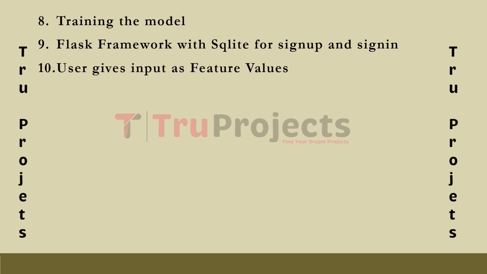Coming to user gives input as feature values. Users provide input data representing features relevant to cybersecurity. These inputs are used for making predictions. Trained models are used for prediction. In this step, the trained machine learning and deep learning models are utilized to make predictions based on users' input. The models are used to detect anomalies or threats.